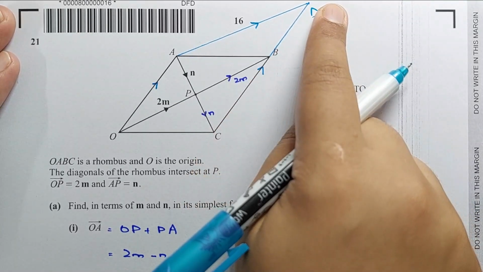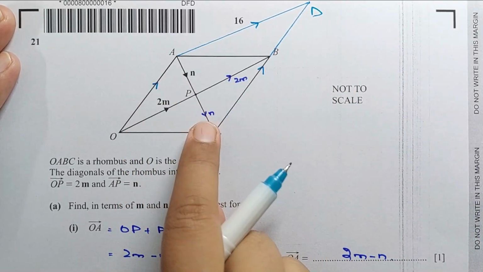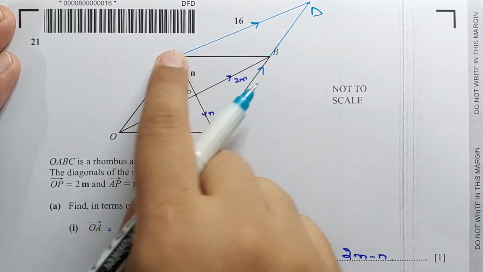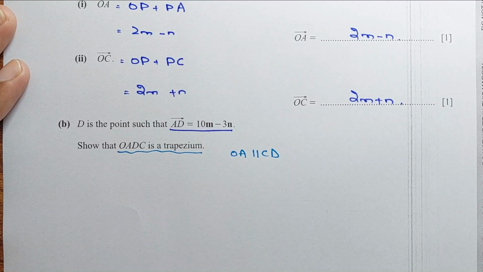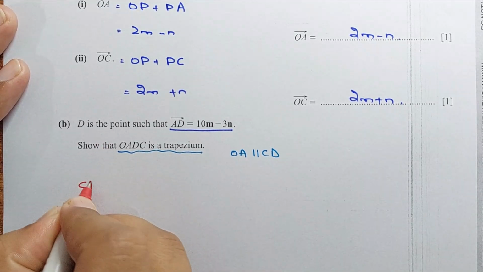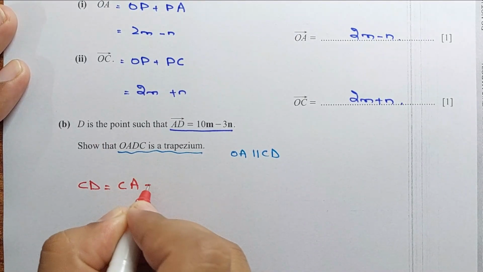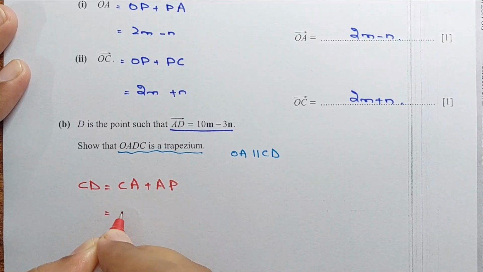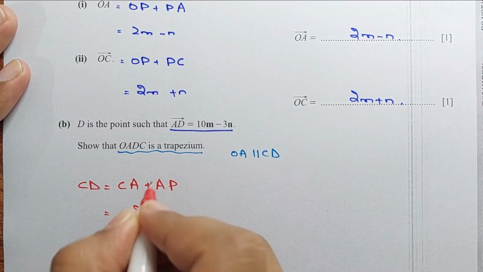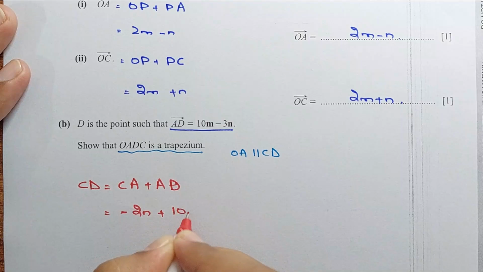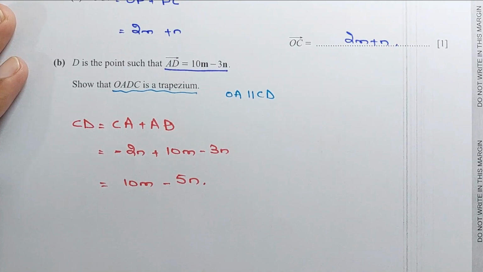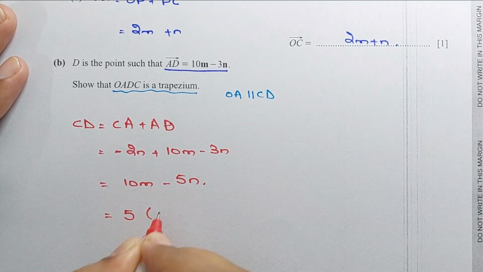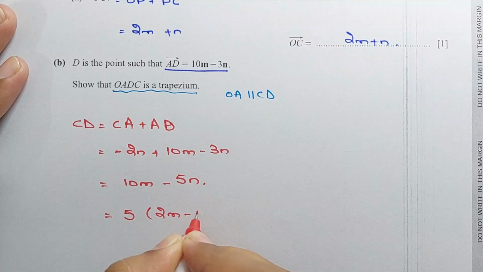Okay, C to D follows the path of C to A, which is minus 2n, and A to D, which is given in the question. So CD is C to A and then A to D. C to A is minus 2n plus A to D, which is 10m minus 3n. So that is 10m minus 5n. If I take 5 common, we are left with 2m minus n.